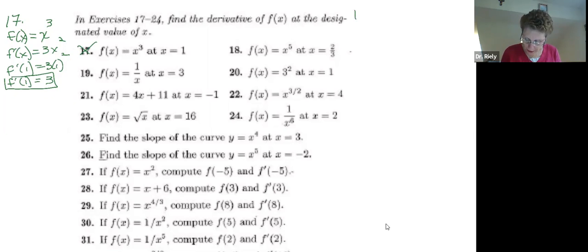Okay, looking at 19. 19 I'm going to put over here. And 19 says that f of x equals 1 over x. And I remember I can't do my power rule if my variable is down in the denominator. So I'm going to move that first. So f of x equals x to the negative 1. Now take your derivative. So take note of my notation.